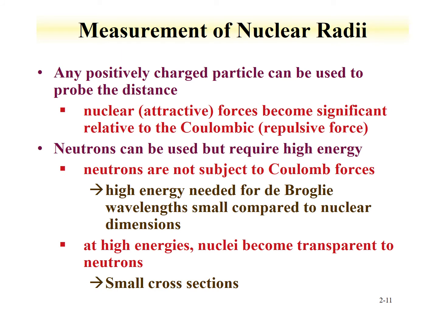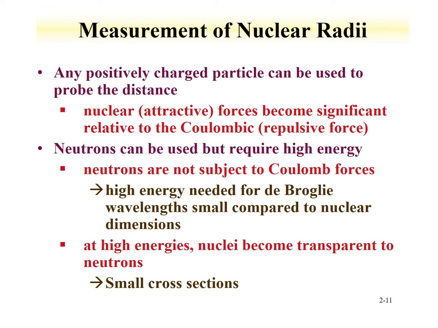In the previous slide, we talked about an alpha particle impinging on a nucleus. Basically, any positively charged particle can be used to probe the distance. I could even use electrons, a negatively charged particle, but nuclear attractive forces become significant relative to the Coulombic forces. The closer you get, the more these nuclear attractive forces will start to override Coulombic repulsive forces.